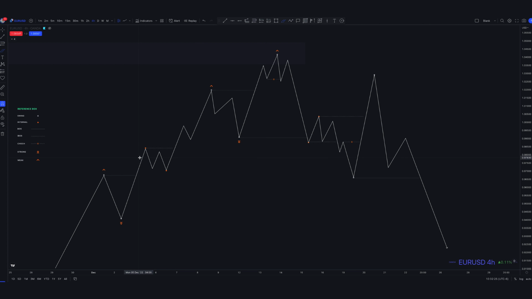Next we see the internal structure, which is a small structure, because you cannot define these the same as these big movements. They're just small movements that create the big movement, right? So these are all the internal structure. It just helps us to see where price is going and how it is creating the large movements that we see on the charts.